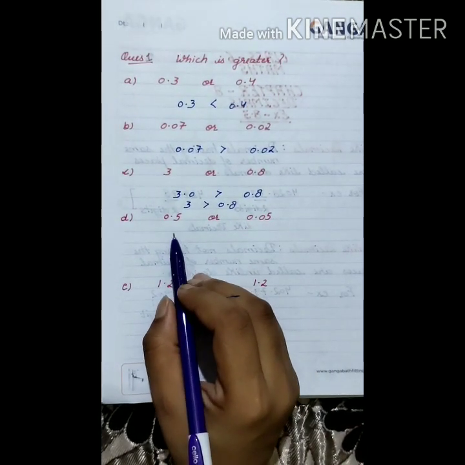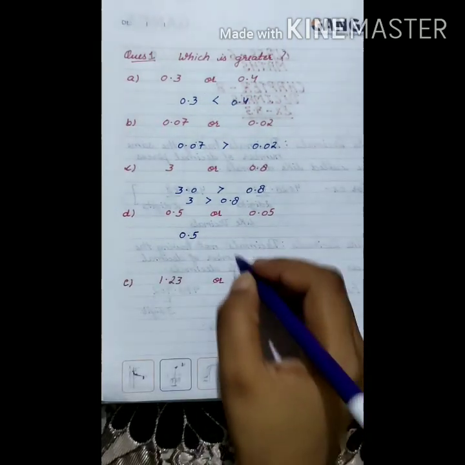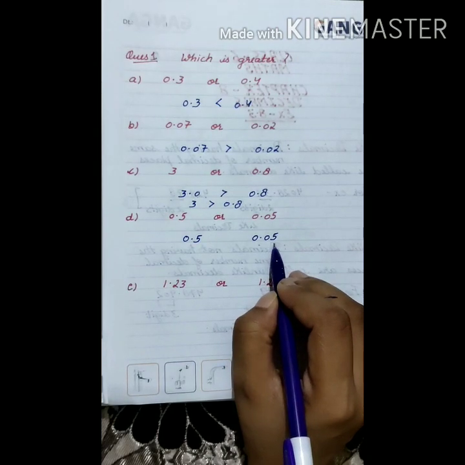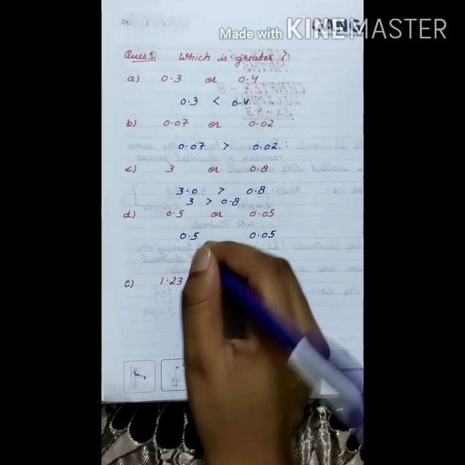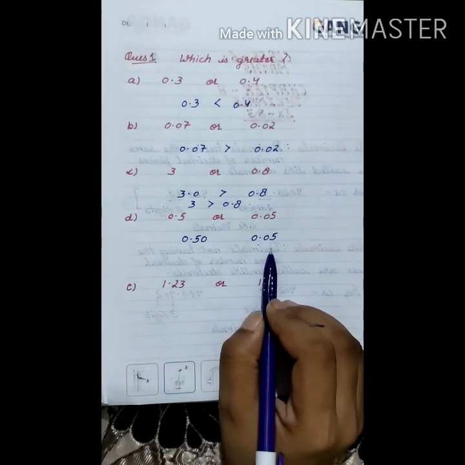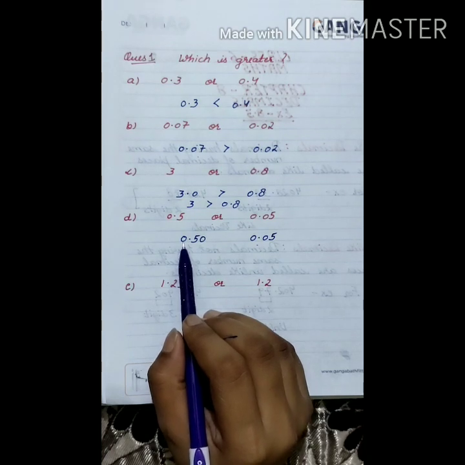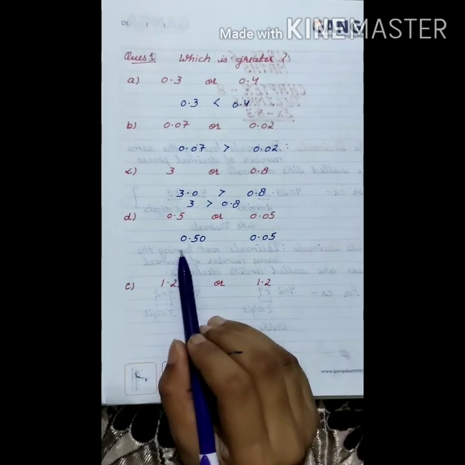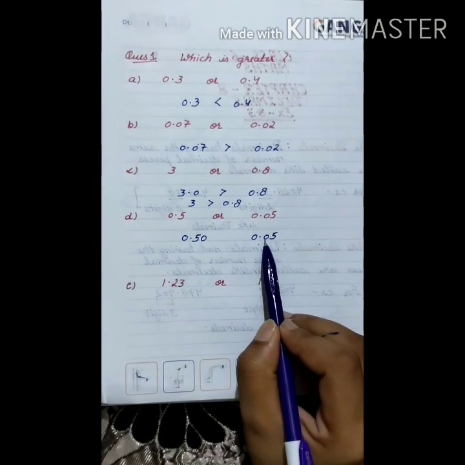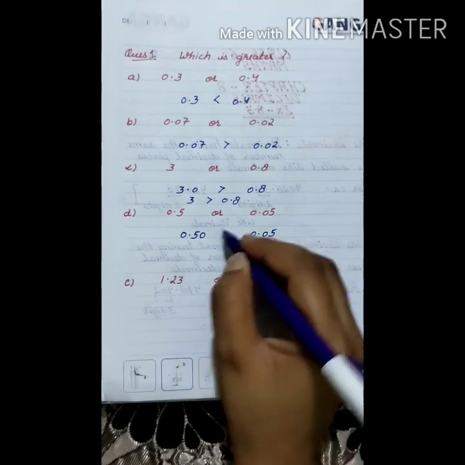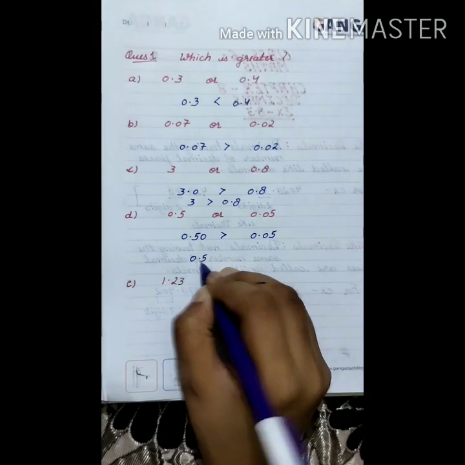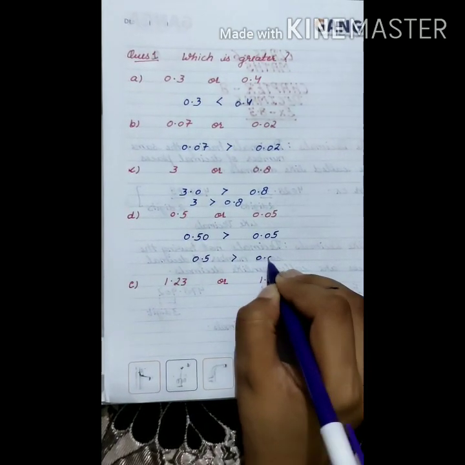D part, 0.5 or 0.05. Firstly, we will convert it into like decimals. Here we have two digits to the right of the decimal point and here we have one digit. So here we add 0 to the right of the decimal point. Now both will become like decimals. Now we will compare the whole part. In both decimal numbers we have 0 as a whole part. That means they are equal. So we will compare the decimal part. Here we have 5 and here we have 0. That means 5 is greater than 0. That means 0.50 is greater than 0.05, or we can say 0.5 is greater than 0.05.